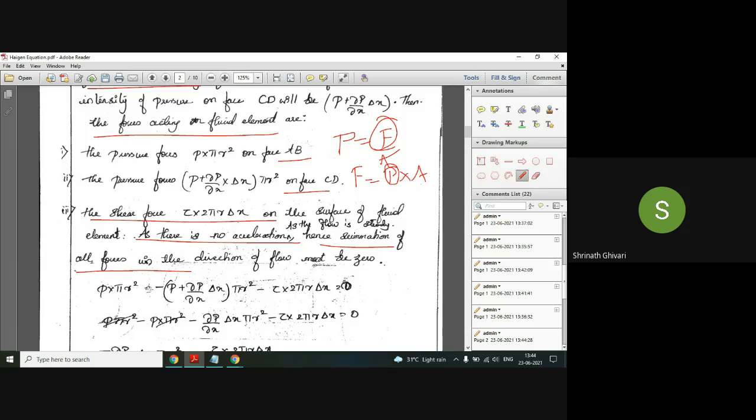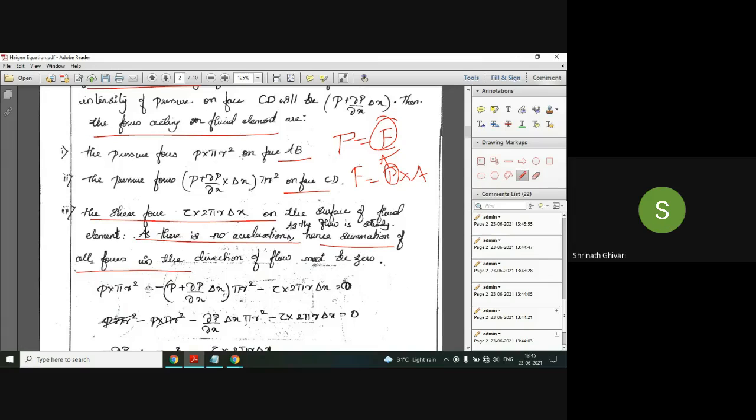As we are considering the flow to be steady, the velocity with respect to time is 0, and so the acceleration is also 0. Therefore, if I consider F equal to m into a, the summation of all the forces acting on the fluid element equals mass into acceleration, where acceleration is 0. Therefore, the whole right hand side will be 0. So the equation will become like this.